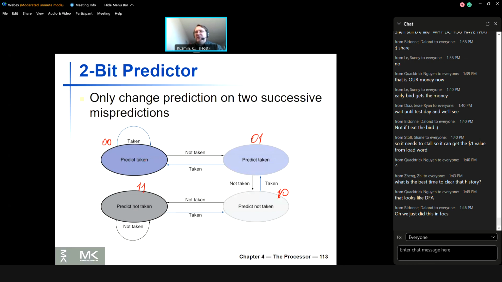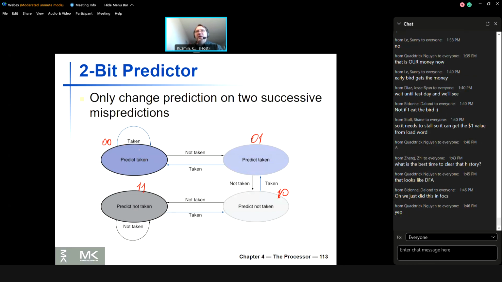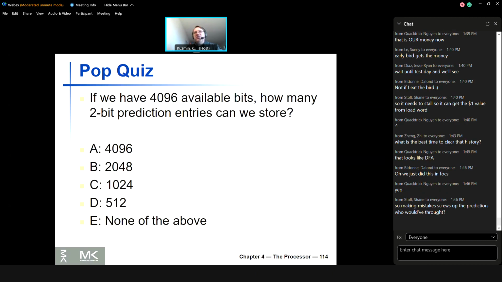It will only switch its prediction after 2 mistakes. If you only make 1 mistake, you predict that it's taken, but it's not taken, you switch to this state, predict taken, and you still predict taken. Only if you mispredicted twice, you predicted taken and guessed wrong once and guessed wrong twice, only then will you flip your prediction from taken to not taken. So it takes 2 mispredictions, not one. So it's a lot more stable.